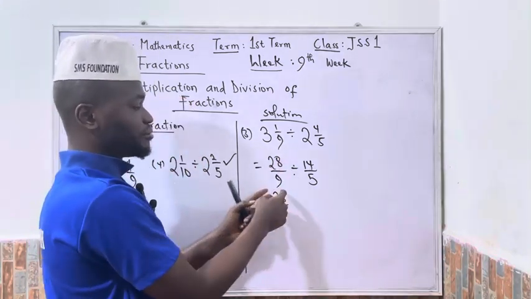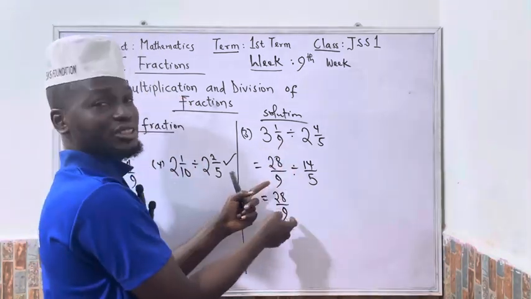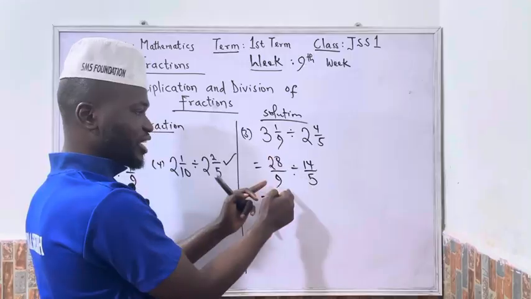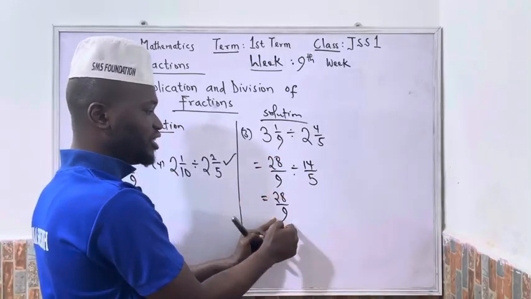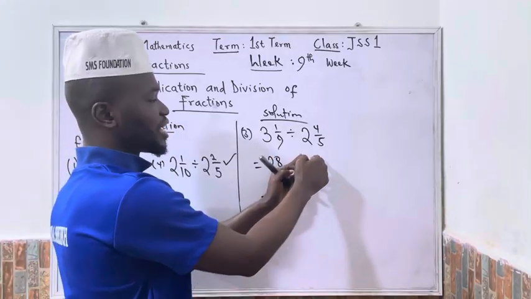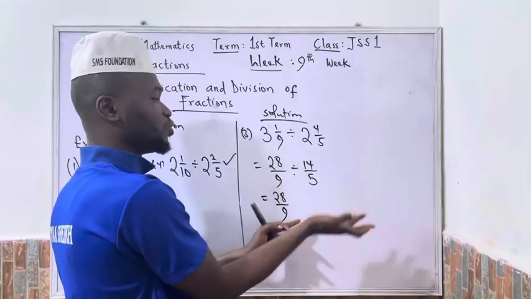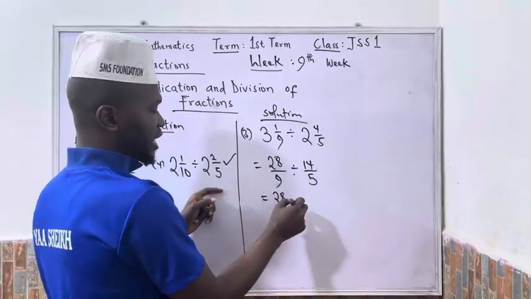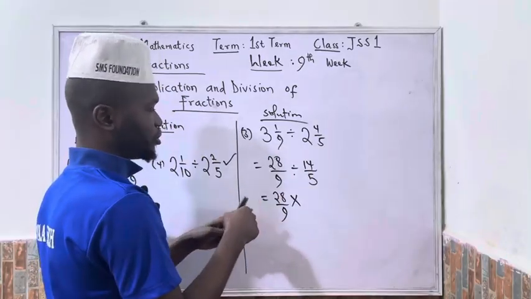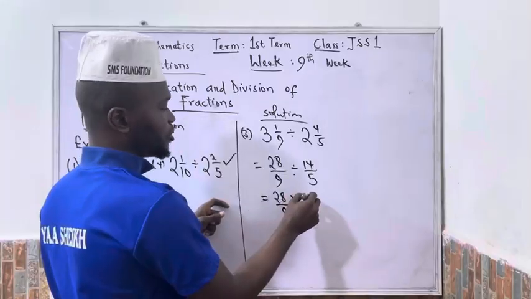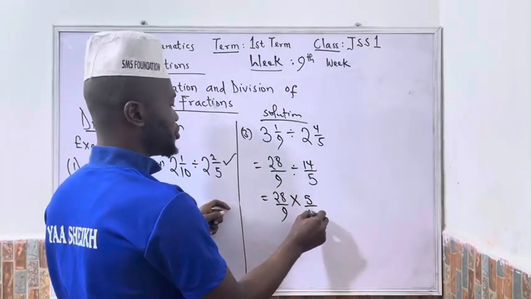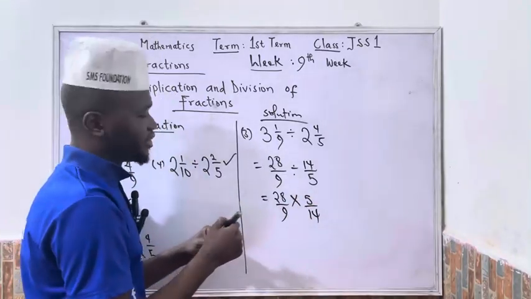So students make that mistake also. They will now change 9. So before the division, anything that comes before the division, leave it like that. But the one after the division, that's the one you will flip. So after changing this to multiplication, then you now flip this. So that will be 5 over 14. Do nothing to this, leave it like that.